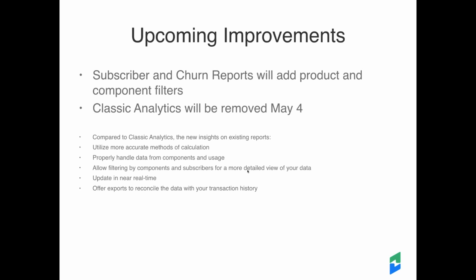As some final notes, there are some upcoming improvements to the system. First, subscriber and churn reports will add product and component filters. Those filters that we saw earlier that have been added to the MRR reports will be added to the subscriber and churn reports as well. Classic analytics will be removed on May 4th. A few notes on that.